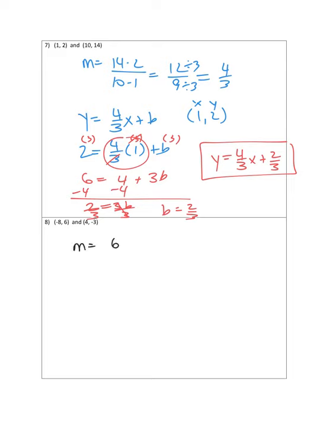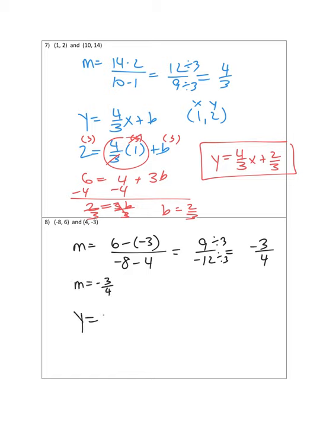And the last one you had to do for homework was number 8, and you're going to do slope is 6 minus negative 3 over negative 8 minus 4. That's going to give you 9 over negative 12. These are both divisible by 3, so I have negative 3 over 4. So slope is negative 3/4.